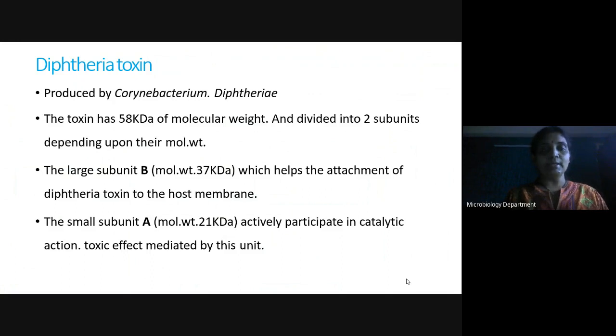The A subunit is very important and mainly participates in catalytic action. The toxic effect is the responsibility of subunit A, and its molecular weight is 21 kilodaltons. The large subunit B's main function is to attach to the host cell membrane, and its molecular weight is 37 kilodaltons.